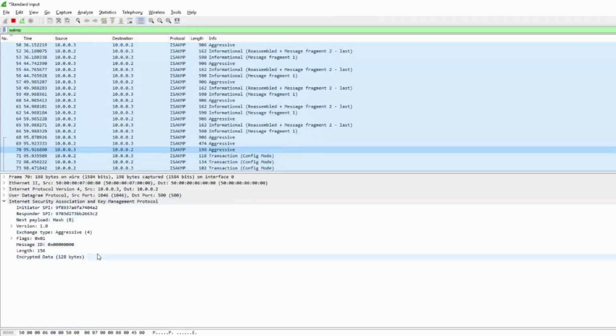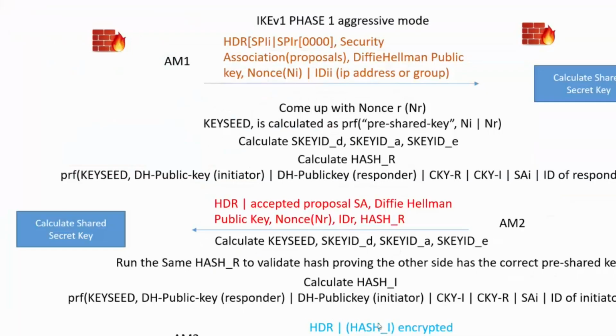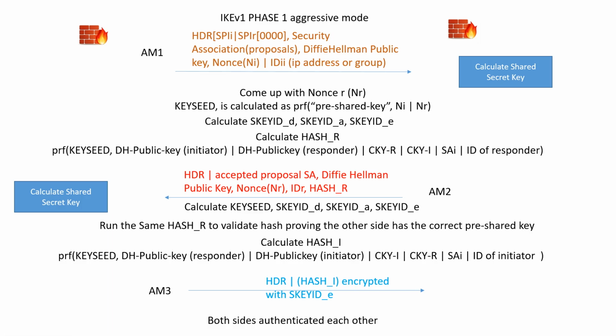The last message is encrypted. We see here encrypted data. And basically what's inside the encrypted data is the hash I. Hash I is the hash of the initiator encrypted with the key SKEYID_e, and then the responder would decrypt it and identify. It will run the hash I calculation to figure out if it was correct. Then both sides have authenticated each other.